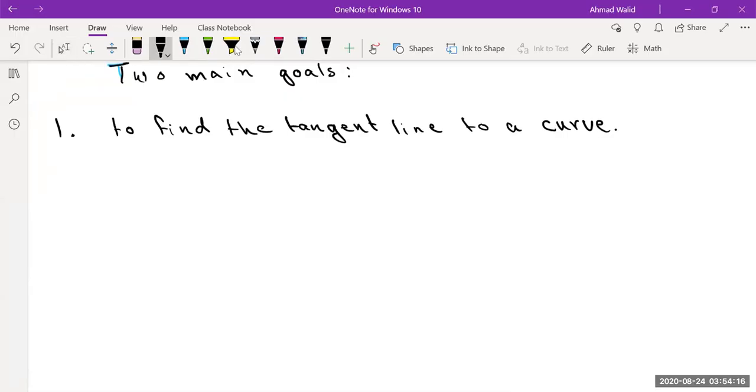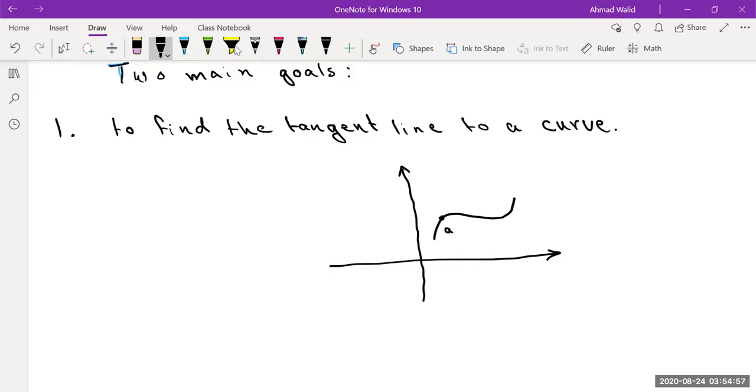For example, let me explain. You have a curve like this, any curve. If I pick a point on this curve, for example, point A, and I want to find the slope of the curve at this point, based on the previous classes that you studied, it's not that easy to find the slope of a curve. Actually, by algebra, it's impossible to find the slope of a curve at a given point.